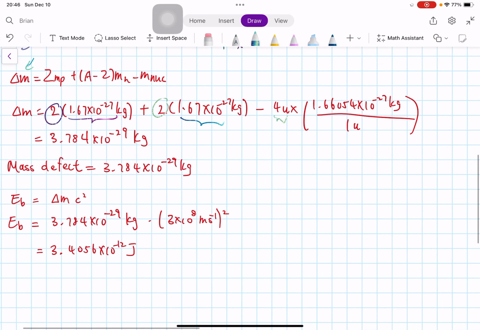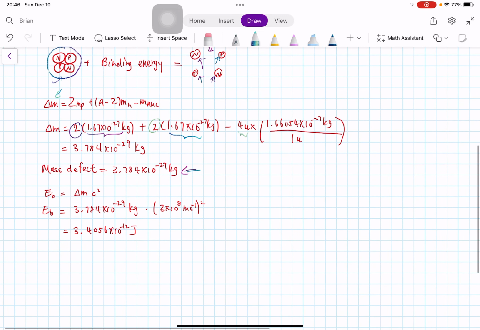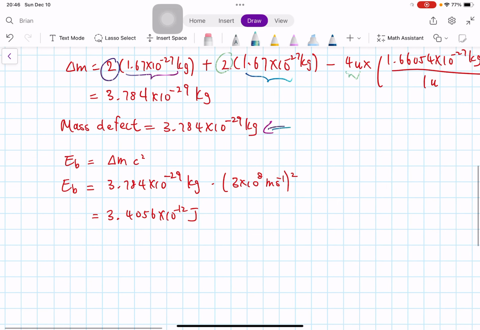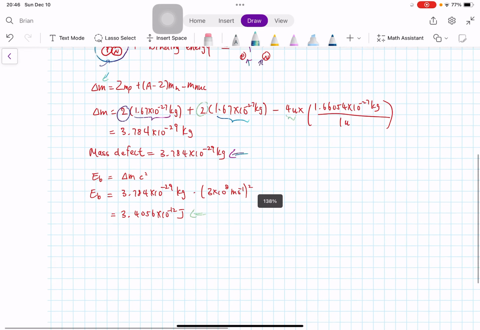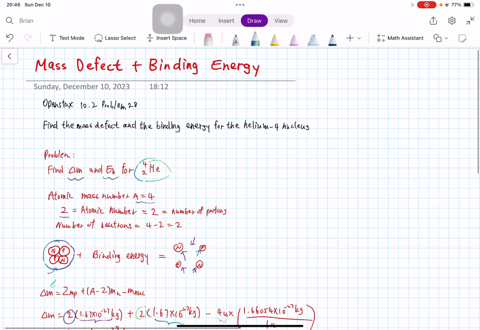So we have the mass defect here, and then we have to calculate the binding energy. The binding energy simply relates to the mass defect through E equals mc squared. If we plug in all the values, we get 3.4056 times 10 to the negative 12 joules. And that concludes mass defect and binding energy.